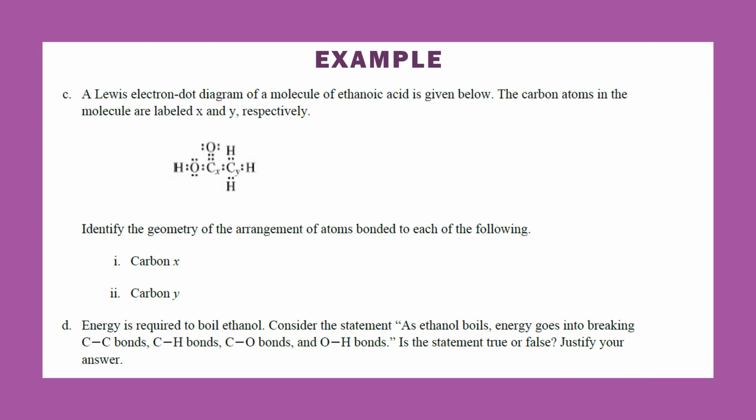Here's another one. A Lewis electron dot diagram of a molecule of ethanoic acid is given below, and the carbon atoms are labeled X and Y respectively, and it says to identify the geometry of the arrangement of atoms bonded to each of the following. So when it says geometry, you're talking about shape. So tetrahedral, trigonal planar, pyramidal, etc. Be careful not to mix that up with hybridization. I'm going to review that as well, but that is a different type of question, or a different answer that you'll get for that.